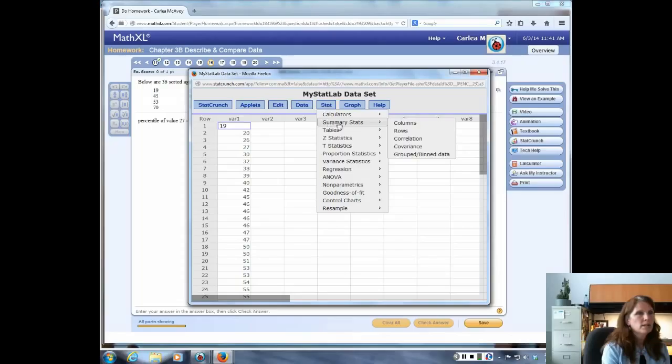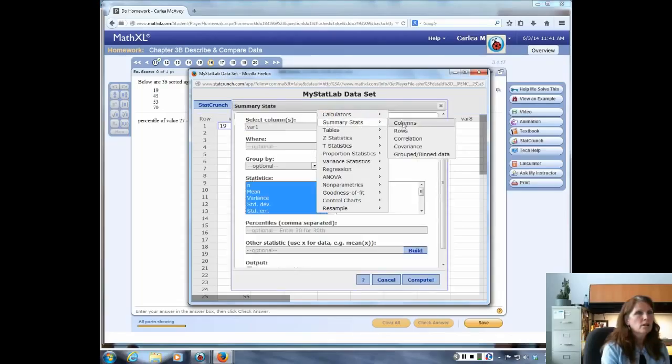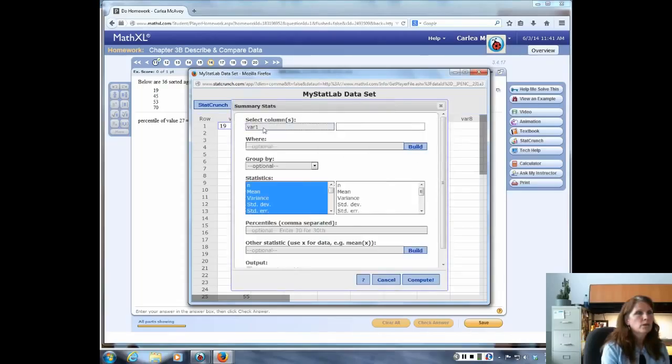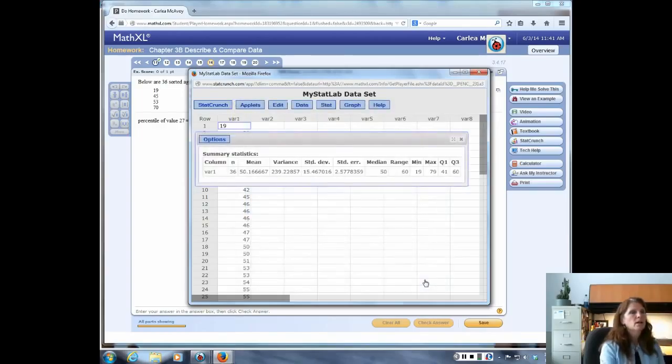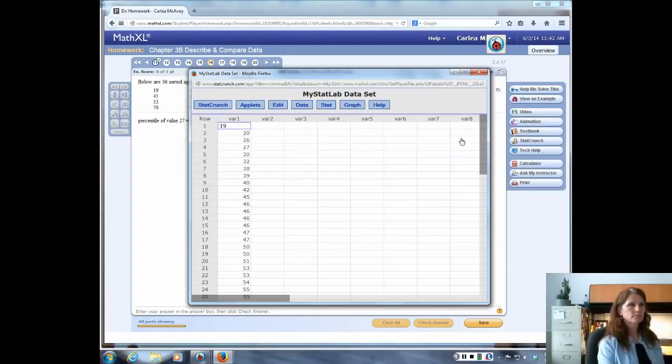summary stats, columns. We want this one, which is the only one we have in there, and we want to find all of that stuff, compute. And it shows us the mean and the variance and the standard deviation and the standard error. So when you were entering those other ones and I was putting it in and we were having to find the variance, take the standard deviation, square it, it's done for you. Isn't that cool? I'll go through that again because I did it kind of fast.